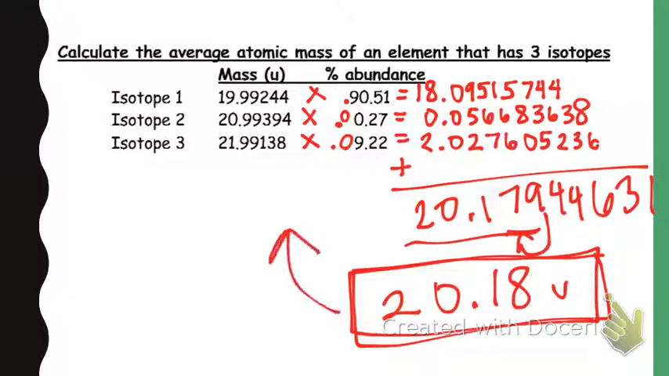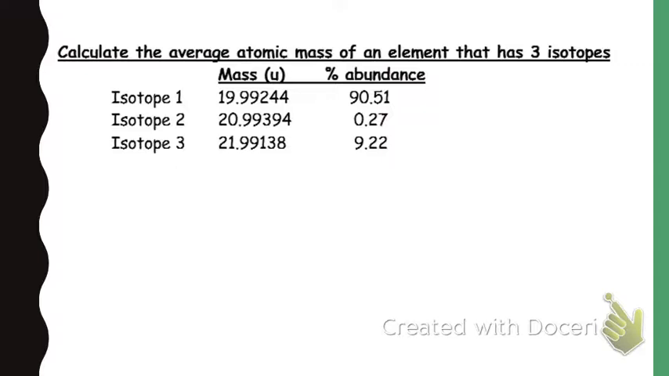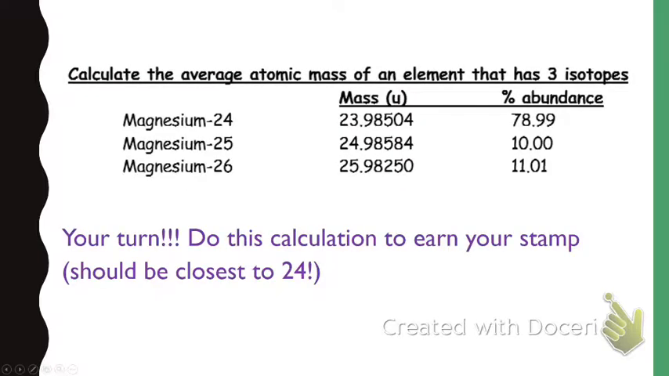Checking my answer, my highest percent abundance was pretty much 20, and my answer is pretty much 20. So, looks good. I feel confident in my answer. I am going to ask you to do this next calculation. Same process we've gone through before, slightly different numbers. Just move your decimals, multiply, and add, and get that final answer. Check your answer. Not telling you what it should be, but it should be closest to 24 compared to all of these other numbers. So do that to get your stamp.